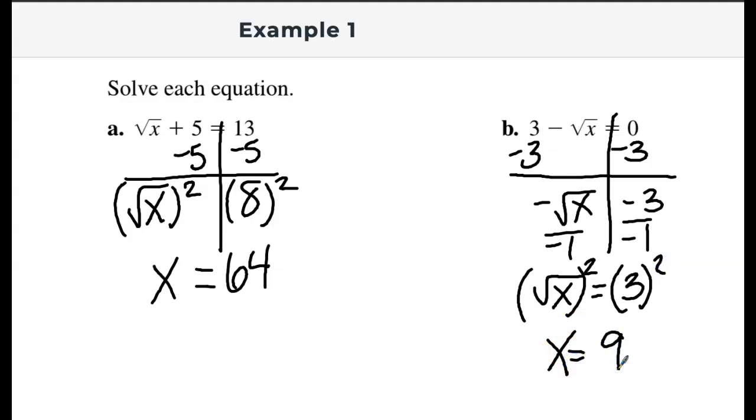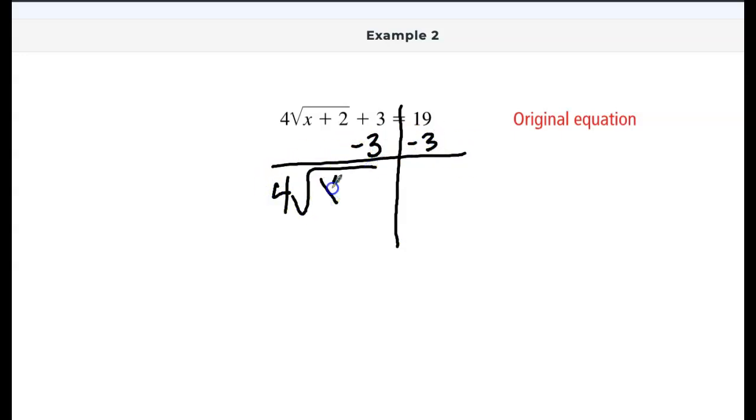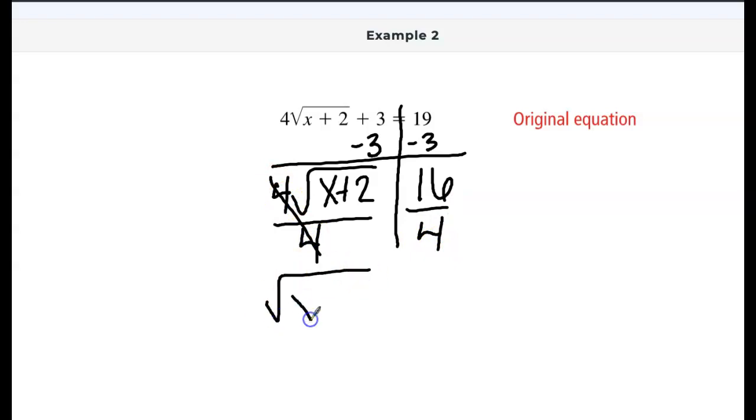Questions? Except we have a few more operations. So what do you think I'm going to get rid of first? Minus 3. So I would have 4 times the square root of X plus 2 equals 16. Then you divide by 4. Since this is multiplication, the opposite would be to divide. So then I would have the square root of X plus 2 equals 4.